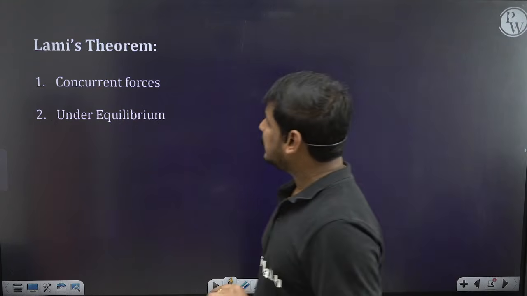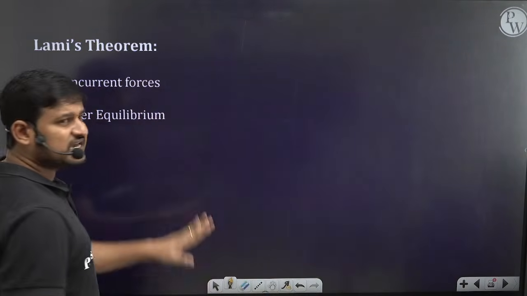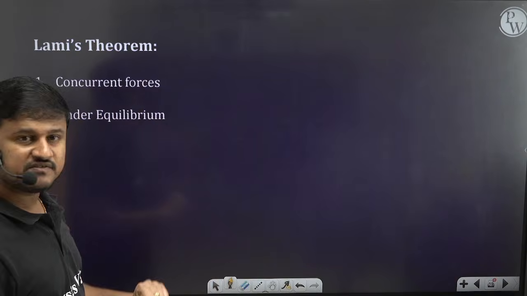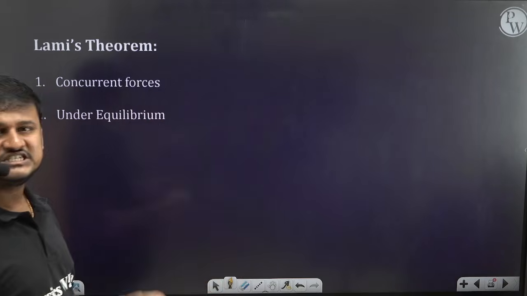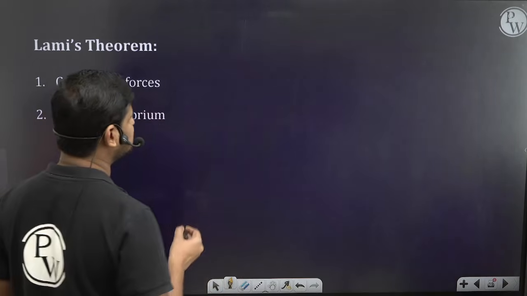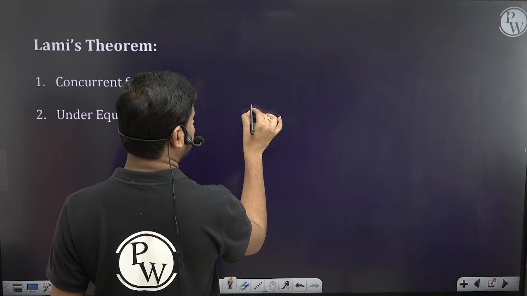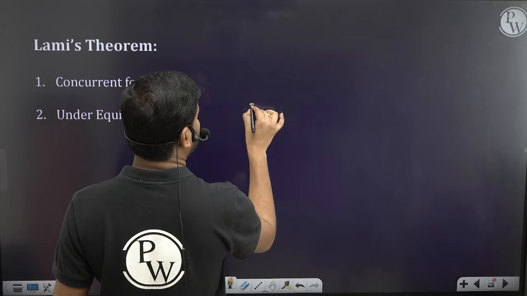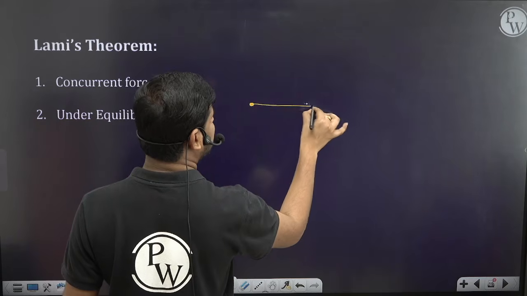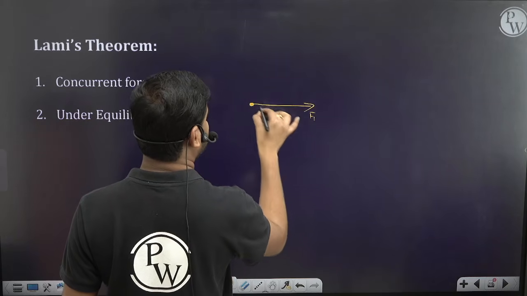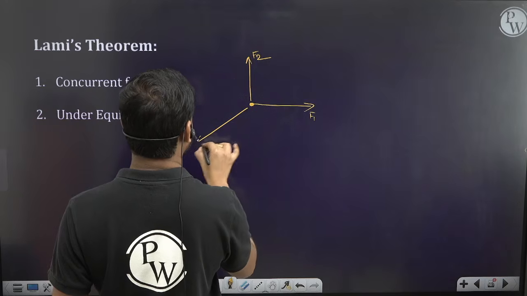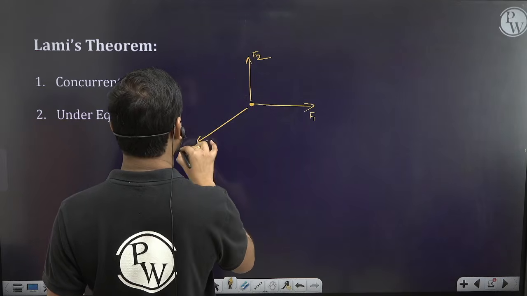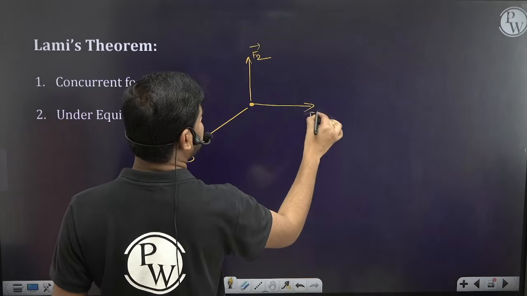So now Lami's theorem. It concerns concurrent forces. I forgot to cover concurrent vectors in the last class. Concurrent vectors are those which are acting at the same point. Let's suppose there are three forces acting at the same point. This is force F1, this is force F2, and this is force F3. These three forces are acting at the same point.